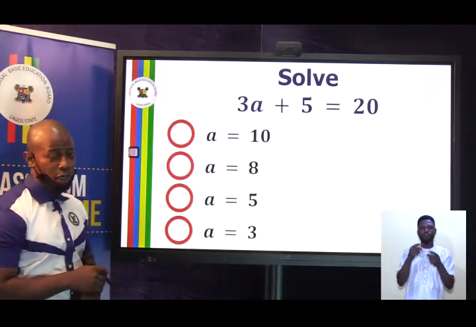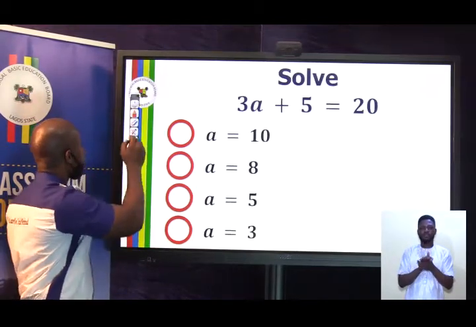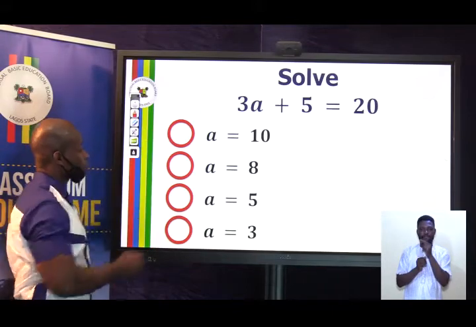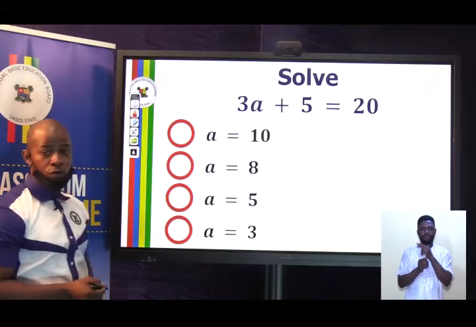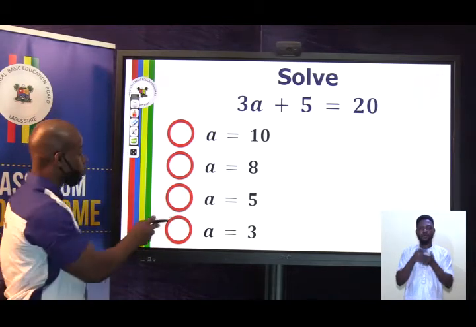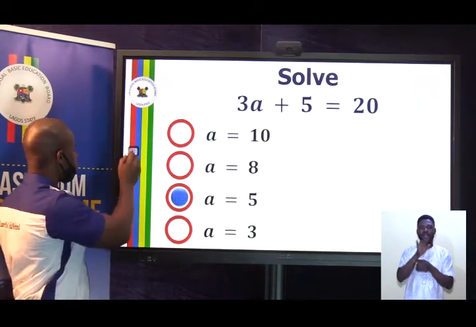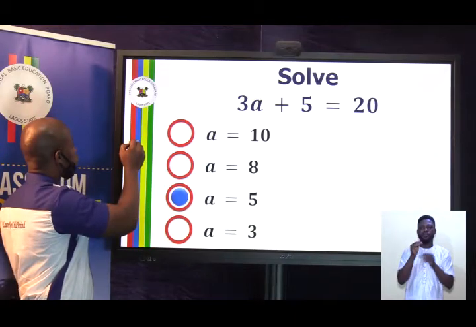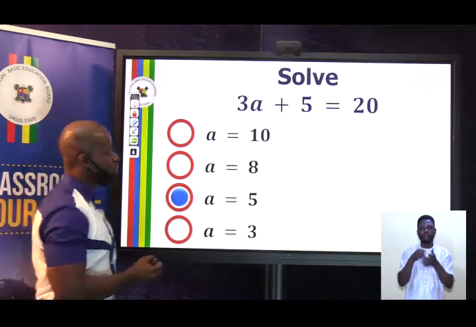Next question says you should solve 3a plus 5 is equal to 20. Work it out quickly and let's have your answer. You should have your answer by now, so let's see what that is. That answer is 5. A equals 5. Let's just see how that is worked out.